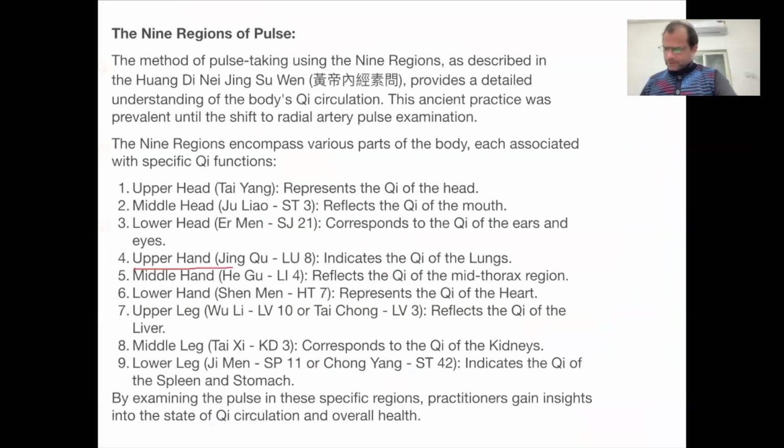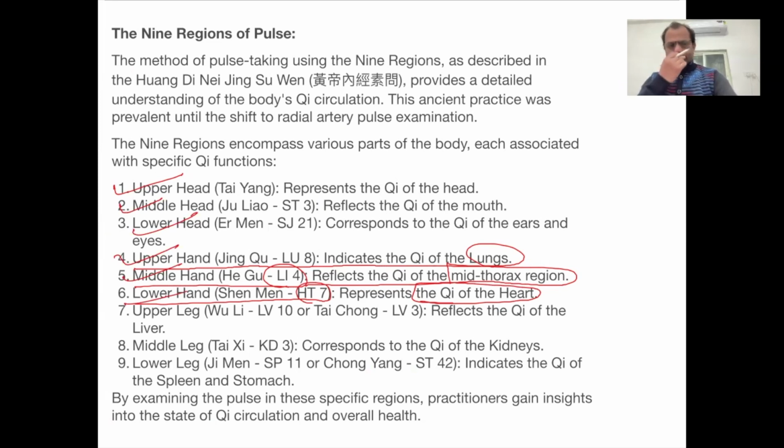So upper hand pulse is Lung 8 for lungs, middle hand pulse is Large Intestine 4 for the mid-thorax region, and the lower hand pulse is Heart 7, indicating the chi of the heart. So we have completed upper, middle and lower head, and upper, middle and lower hand.